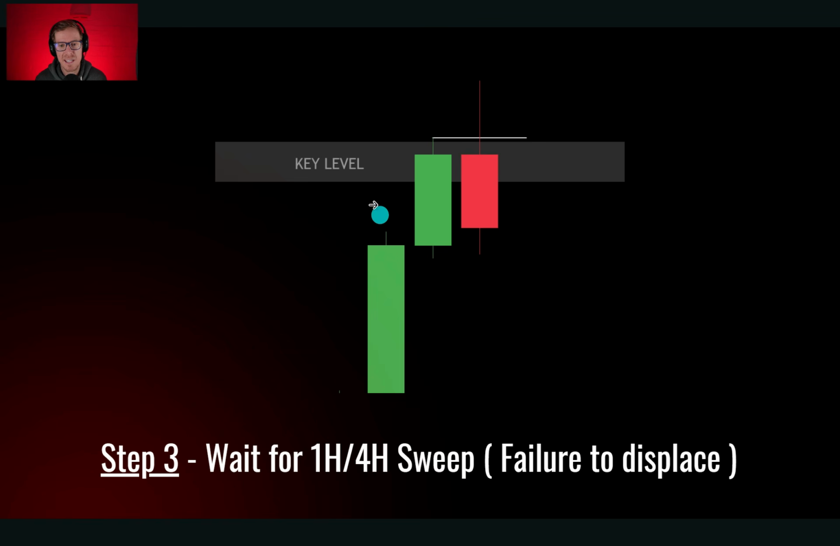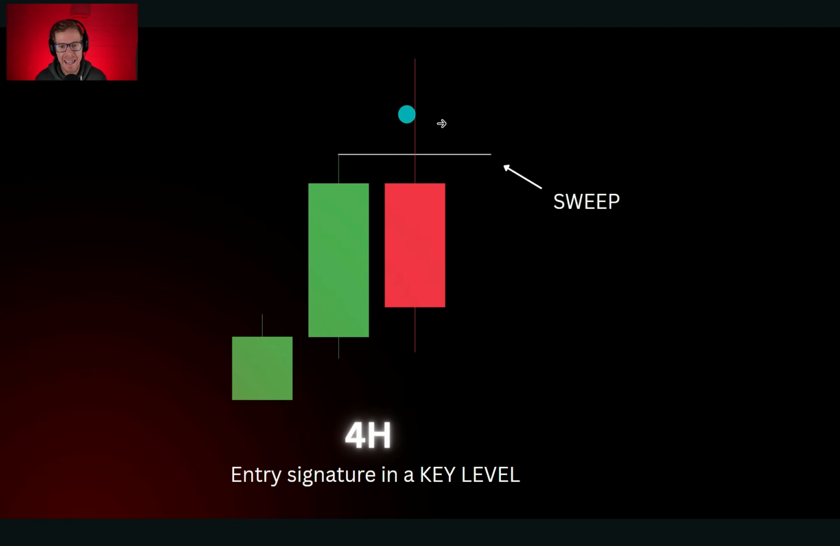Pay close attention to how this looks. This entry signature is letting you know a swing is being formed in the market. Price cannot reverse without a swing high or a swing low being formed. So by using this swing formation as our entry signature, when it comes into a key level, is going to give major levels of confluence and help you enter into more reliable trades.